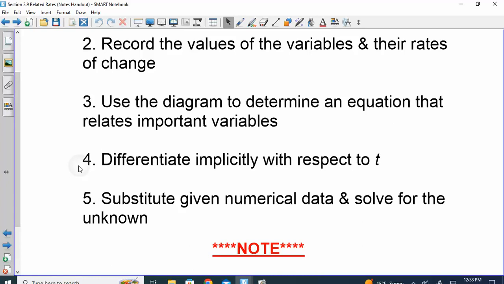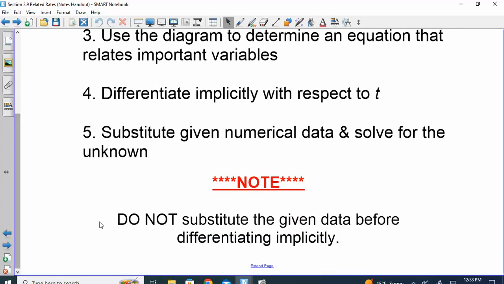We'll take our derivative with respect to t, and then we substitute in our values. Very important, don't substitute until after the derivative. If you substitute beforehand, what's the derivative of a constant? 0. So everything's going to go away if you plug it in too soon. So we can't plug in our values until after we do the derivative for anything that is changing. All right, so let's try an example.